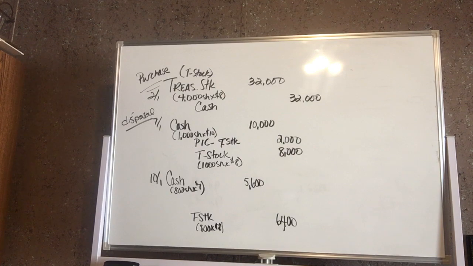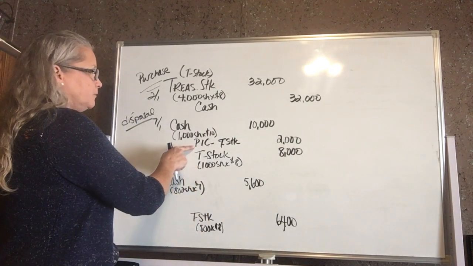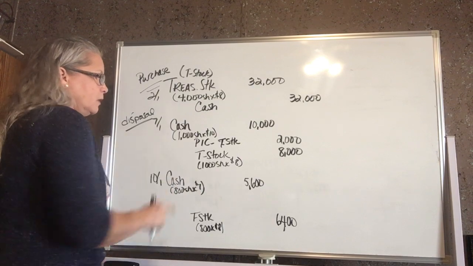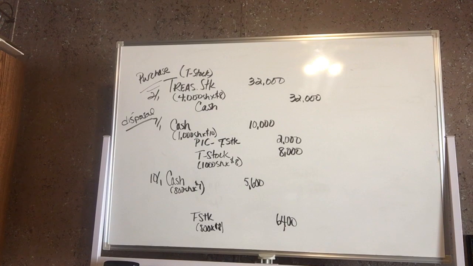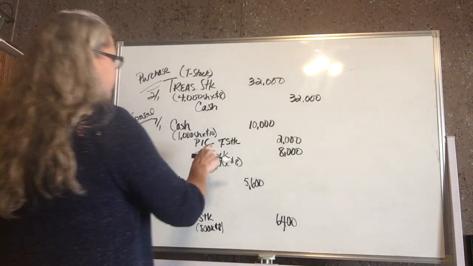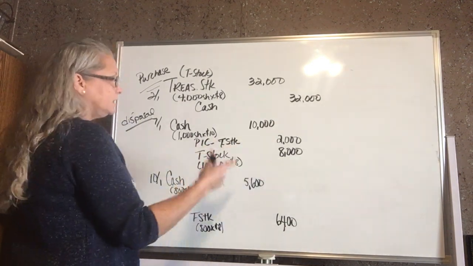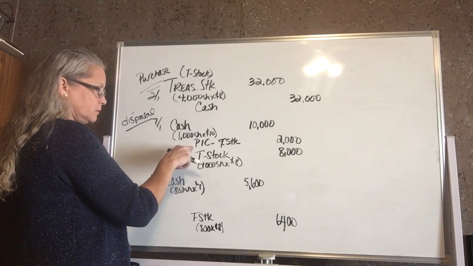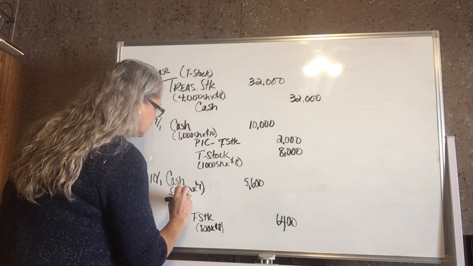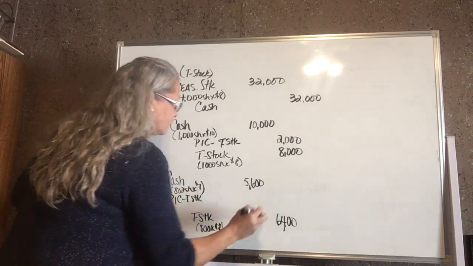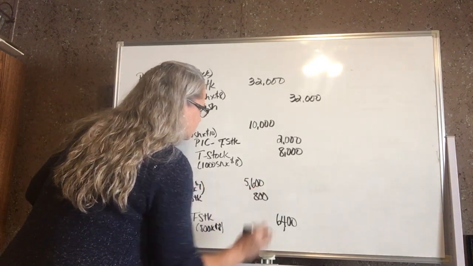So the first thing we're going to do is look to see if we have any paid-in capital from T-stock. If we do, we want to pull from there. The difference between the $5,600 and the $6,400 is $800. Do I have enough in paid-in capital from T-stock to cover it? Yes, so I'm going to pull from there. So I'm going to debit my paid-in capital from T-stock for the 800.